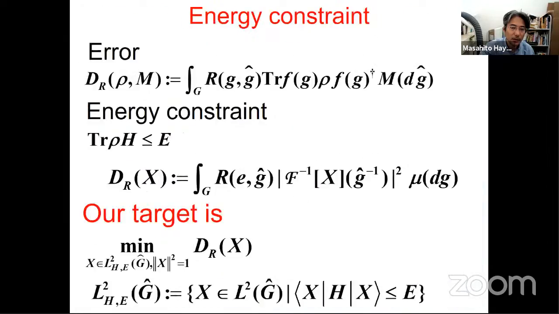So in this case, we impose an energy constraint. Under this energy constraint, we have this inequality. So then this is energy constraint. This is inequality energy constraint. Then under this condition we minimize this one. This is the next problem.